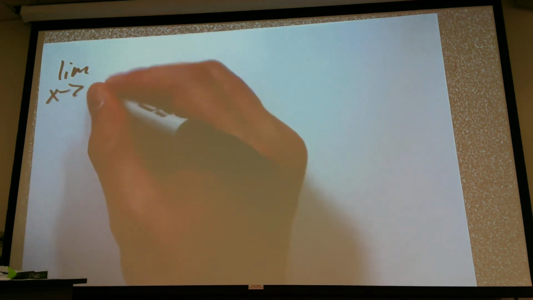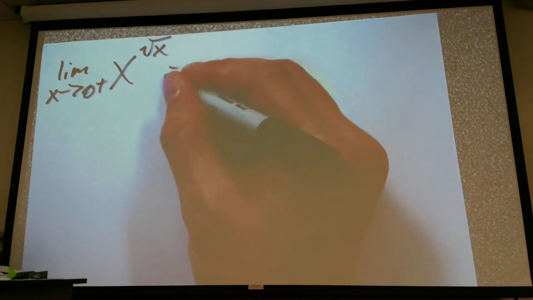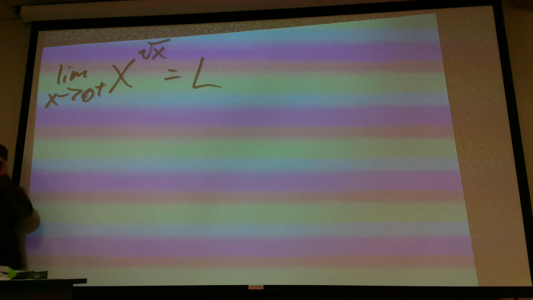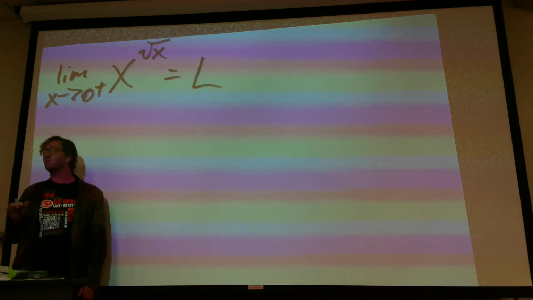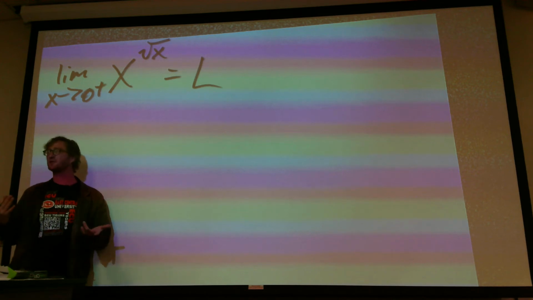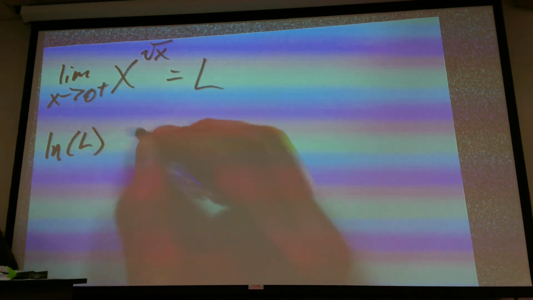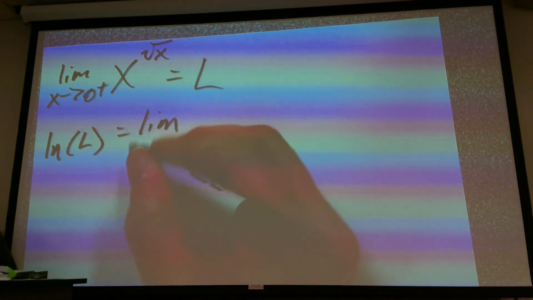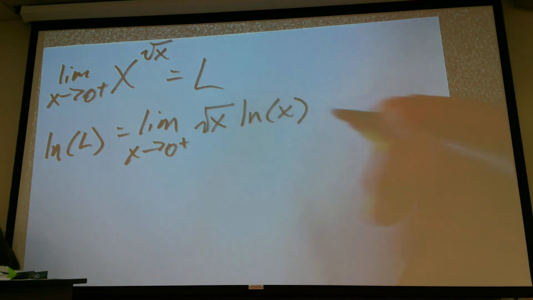Okay, so the limit as x tends towards 0 from the right of x raised to the square root of x. Okay, so we're going to have to do a logarithm on this problem to actually evaluate this limit. So we're just going to say this equals L, and we're going to take the natural log of this and try to evaluate that, and then determine the limit afterwards. So the natural log of L would equal the limit as x tends towards 0 from the right. All right, so the natural log will allow us to pull that square root to the outside.